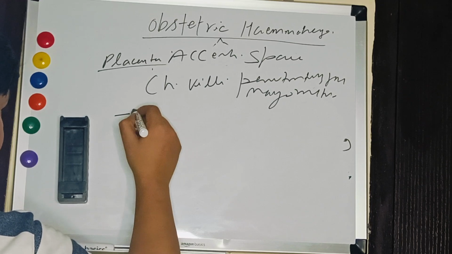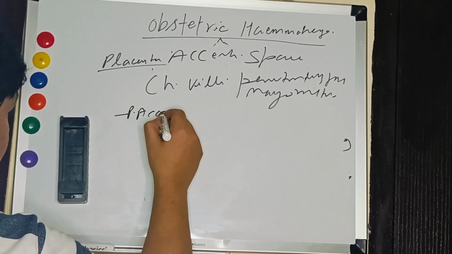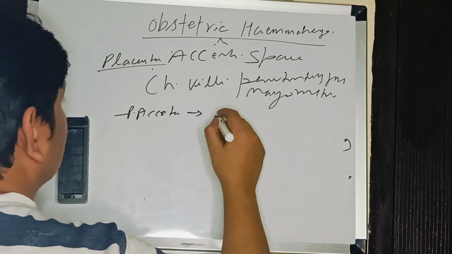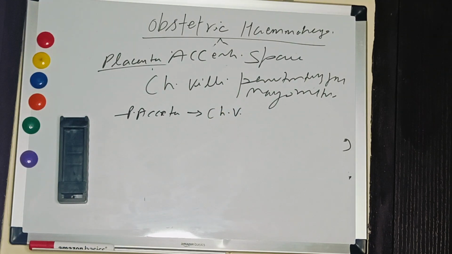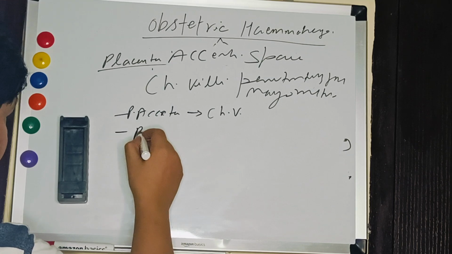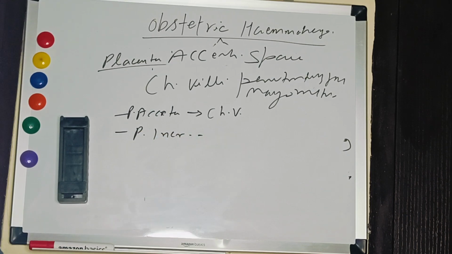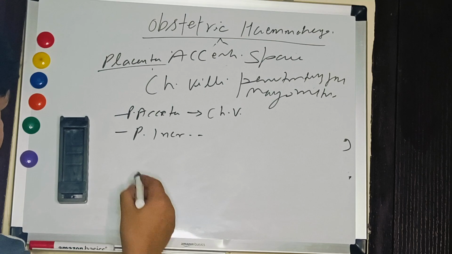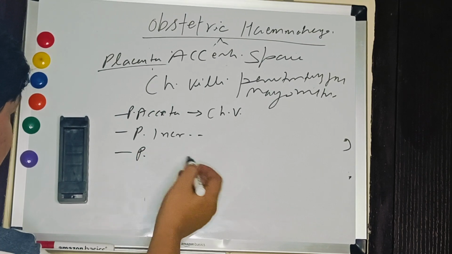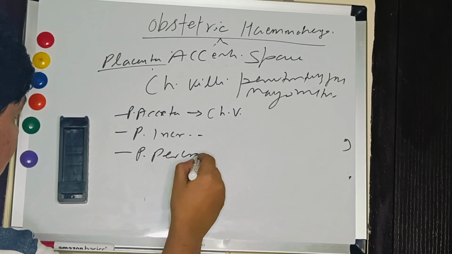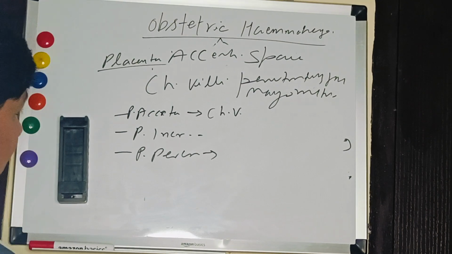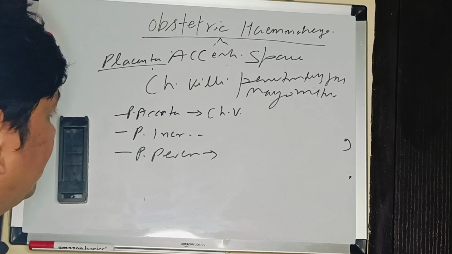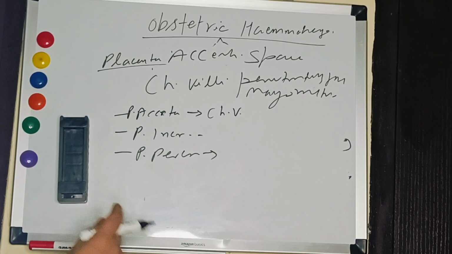Placenta accreta: chorionic villi reaching up to the myometrium. Placenta increta: chorionic villi crossing into the myometrium. And placenta percreta: chorionic villi crossing the myometrium and going to the other side, crossing the serosa to the urinary bladder, sometimes the abdominal organs.